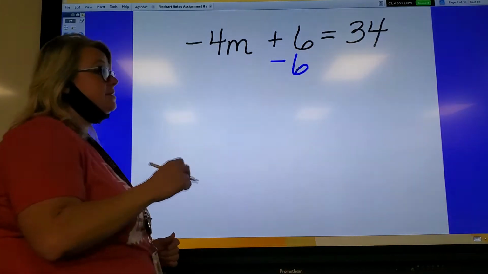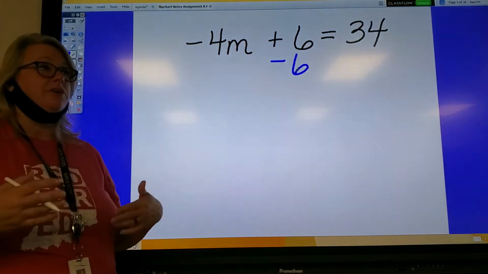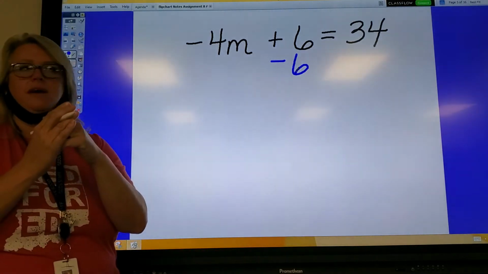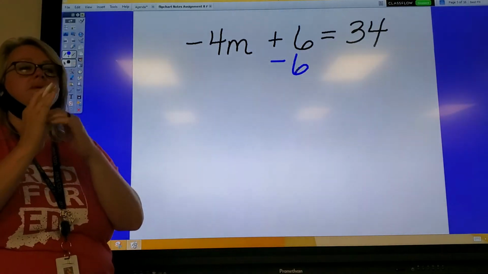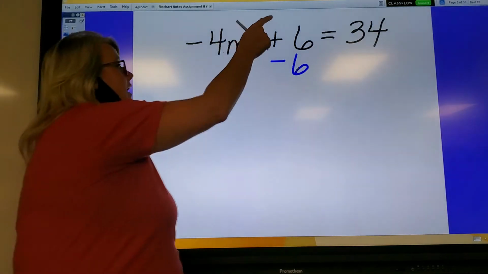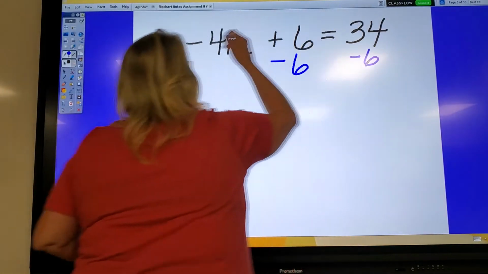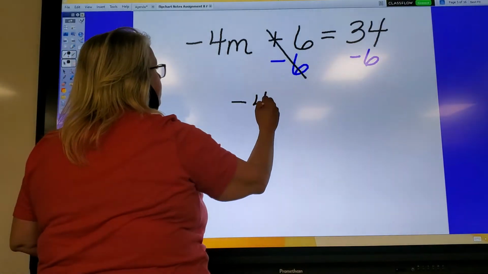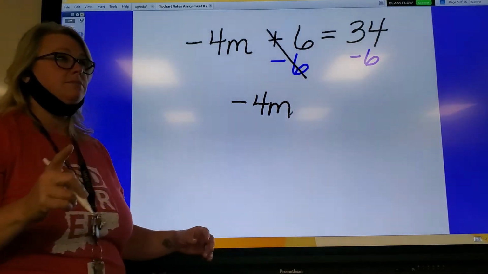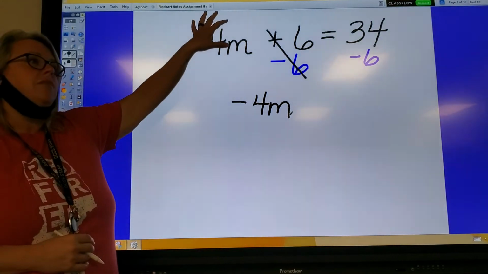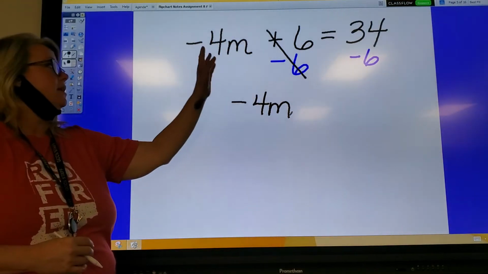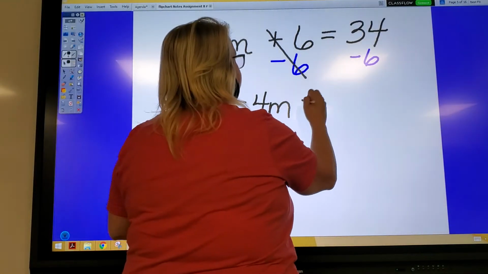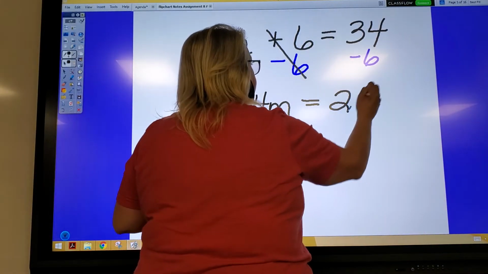Now another way to tell what number you need to add or subtract: it's never going to be the number that's right up next to the variable. It's never going to be that coefficient. The coefficient's going to be your last step. So -6 over here. My 6's cancel out, leaving me with -4m. Another thing that people sometimes do is they aren't careful and they'll just bring down the 4m. So make sure if it's a -4m, you bring the whole thing down. 34 minus 6 is 28.